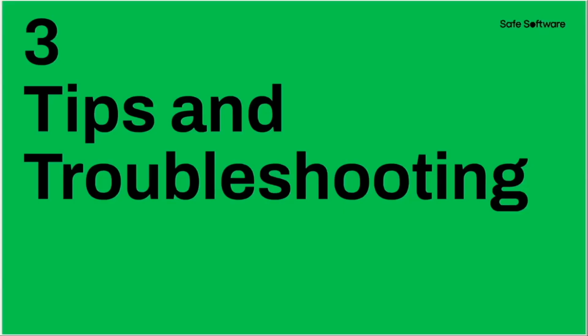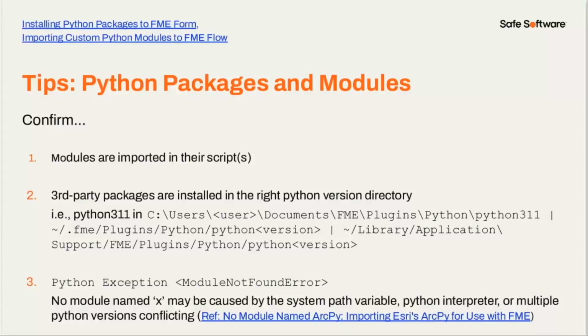Okay, so some tips and troubleshooting here. The first point is to confirm that modules are imported into their scripts, as myself and Crystal have shown you. And then installing third-party packages or Python version directories. We've shown you that 2020.1 and above does that automatically, so you don't have to worry. And those are the default Python interpreter locations that FME installs packages to.